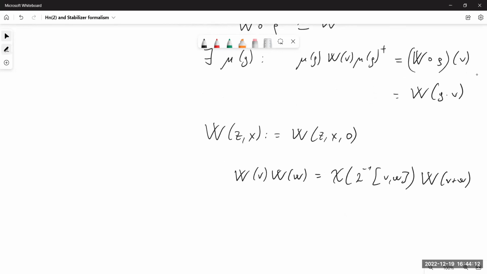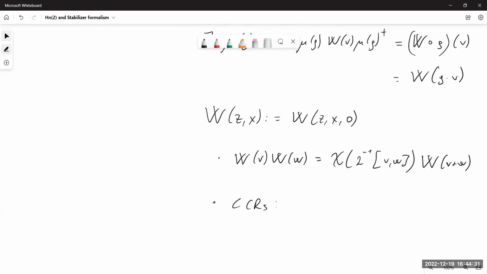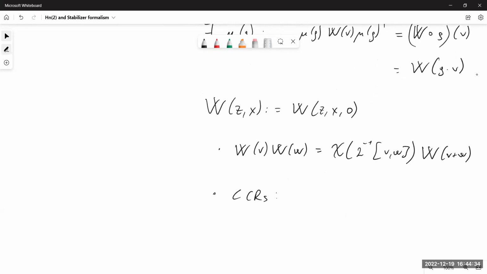This is saying that these representations are projective because we have this non-trivial phase. And another thing that one can check is that these operators basically satisfy the canonical commutation relations, but in the exponentiated form. So we have that W of W does not commute, because we have a non-trivial phase. But this is in the bosonic setting.